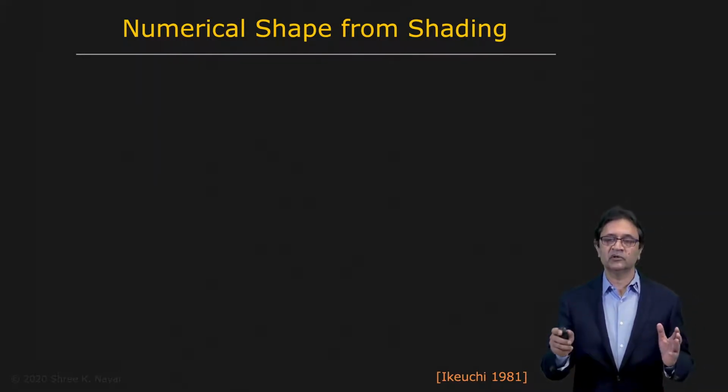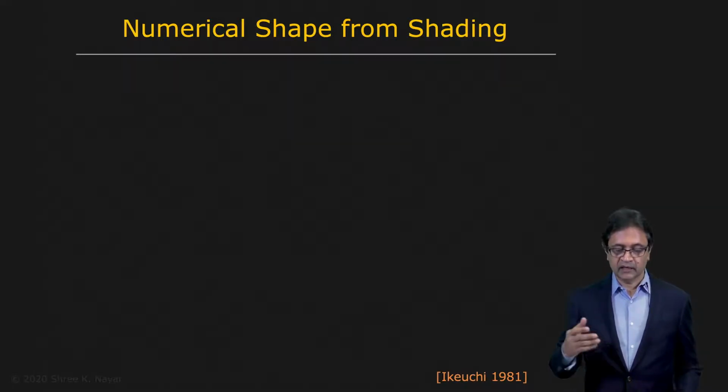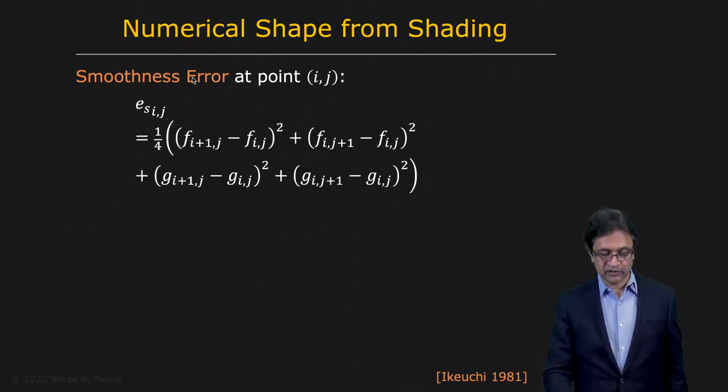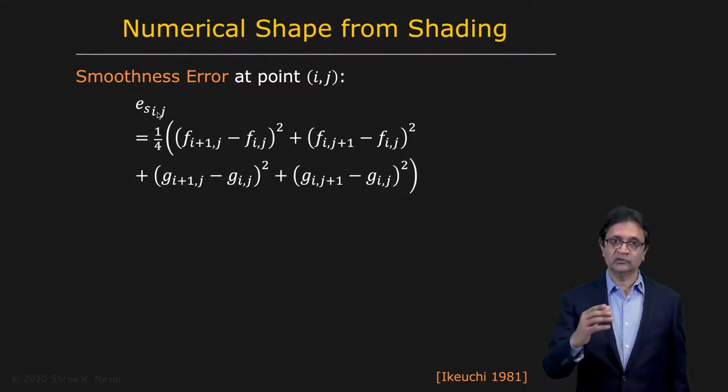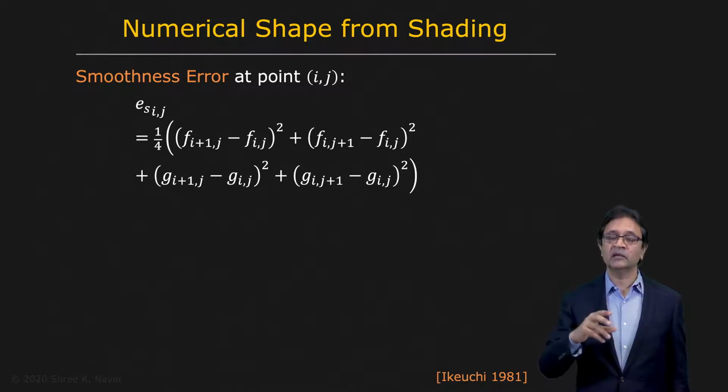Now, all the terms that we have talked about, the error terms and the constraints, we've done all of this in continuous domain, but we know that the image we're going to deal with is a discrete image. So we've got to map our constraints to the discrete domain, and that allows us to now develop our numerical shape from shading algorithm. So this is how it works. Let's start with the smoothness error. The smoothness error at the point or pixel ij is Es_ij. And that, as you remember, includes the derivative of f with respect to x, the derivative of f with respect to y, and the same for g.